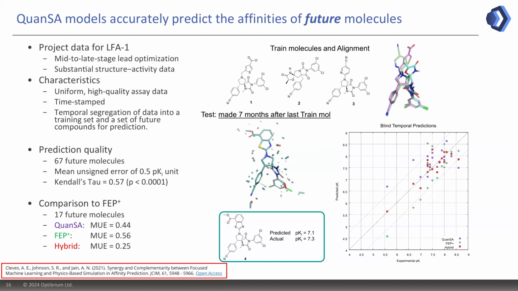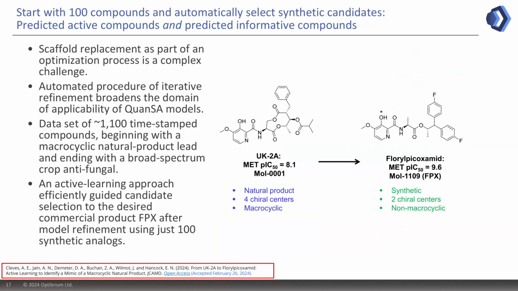This is the experimental versus the predicted activities of all 67 future molecules. Interestingly, for those future molecules where FEP was applicable, we showed that Quanza was in fact synergistic with the FEP predictions. These are orthogonal methods of affinity prediction, and we saw that if you average the predictions from each of the methods, the hybrid method did better, and we showed this for an additional 16 targets in this paper. So for today's talk, this is also a temporal set of molecules, but instead of just having 67 future molecules, now we have over 1,000.